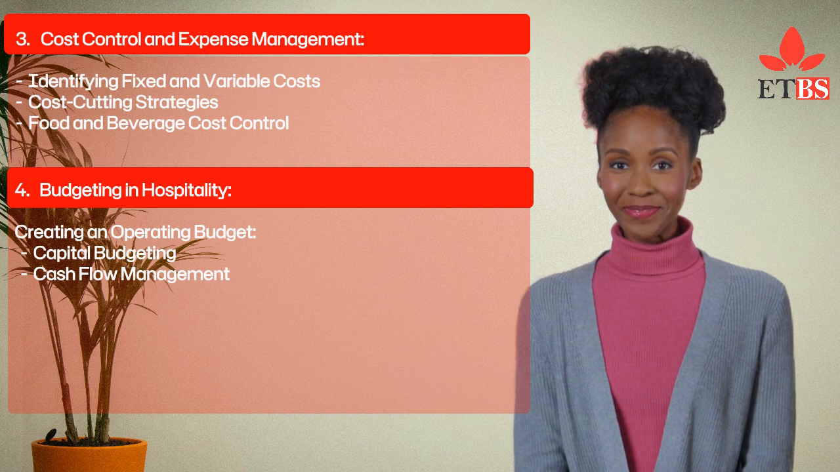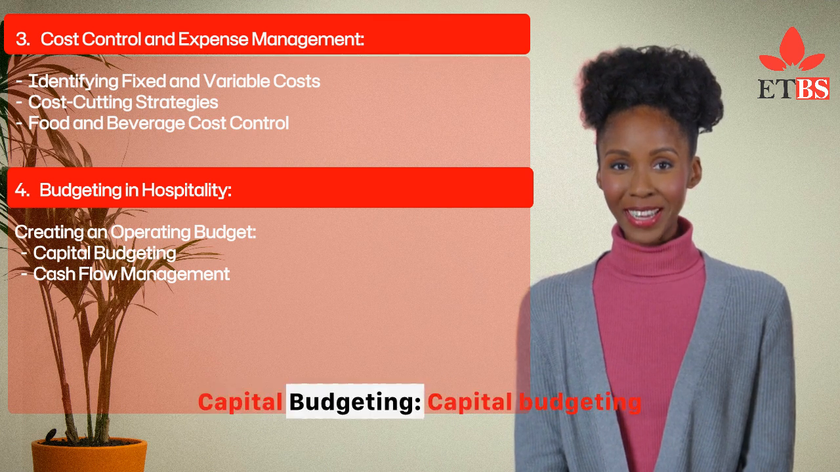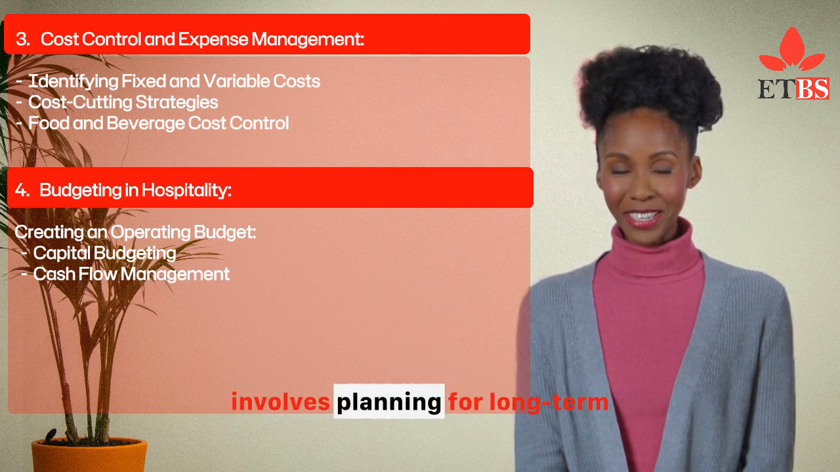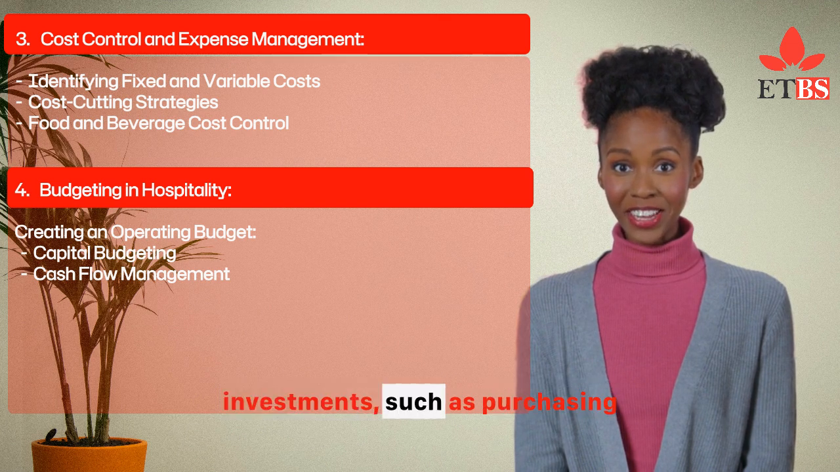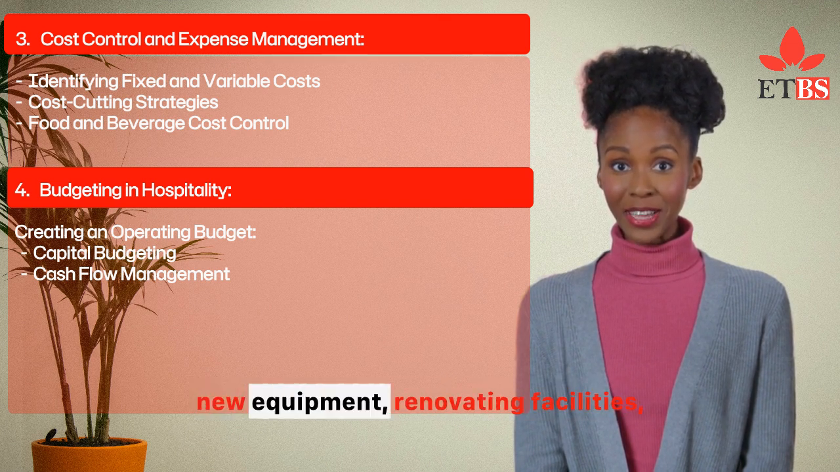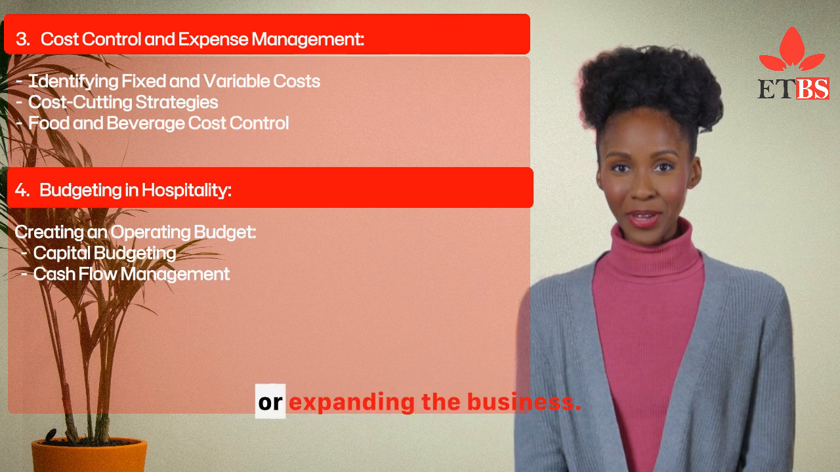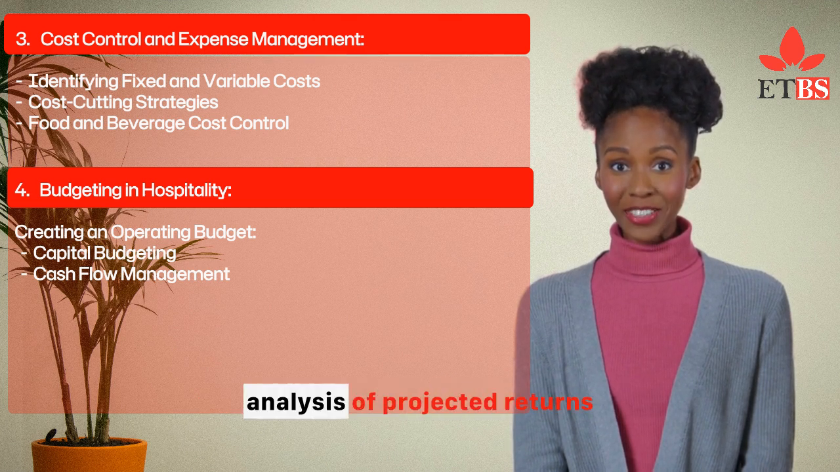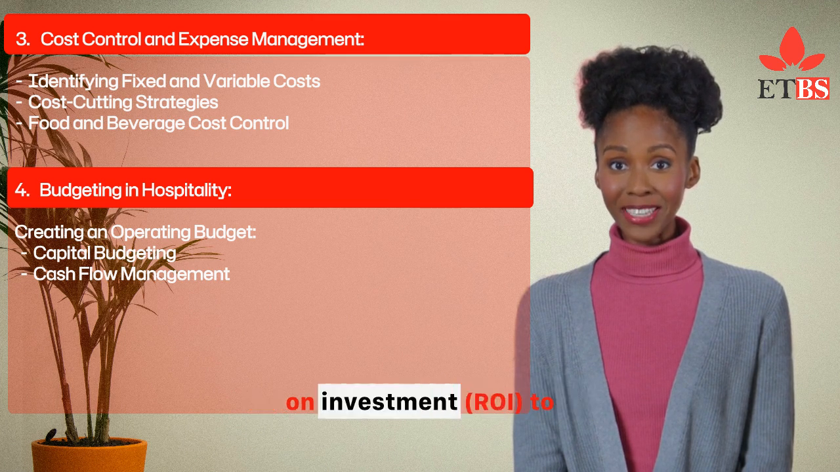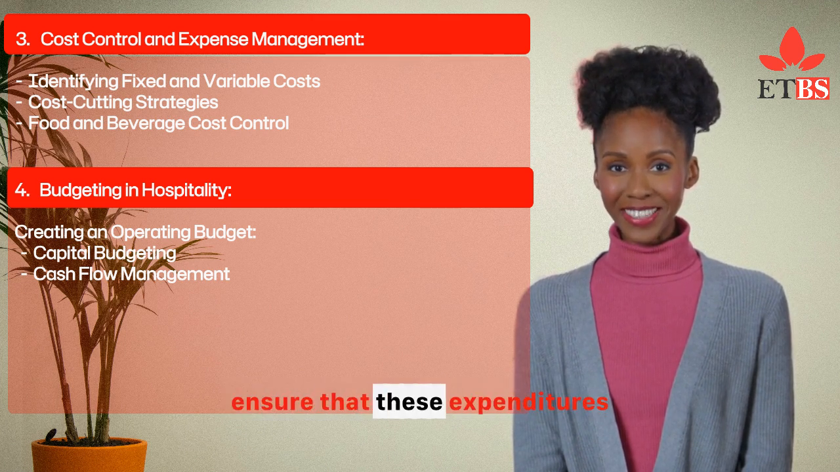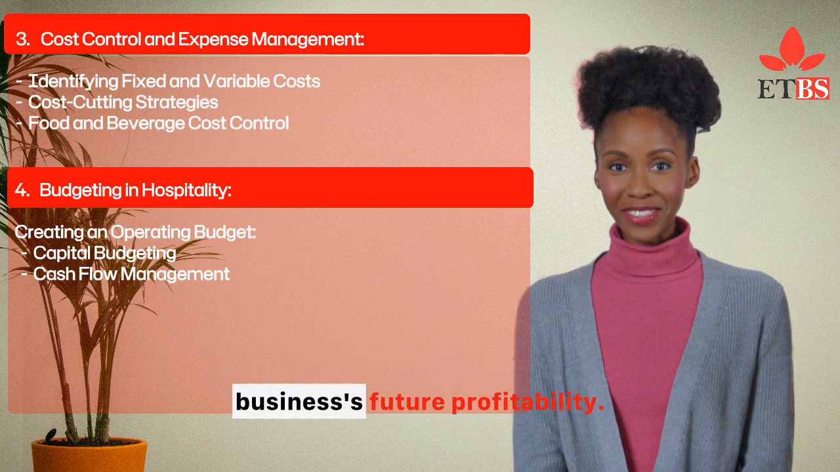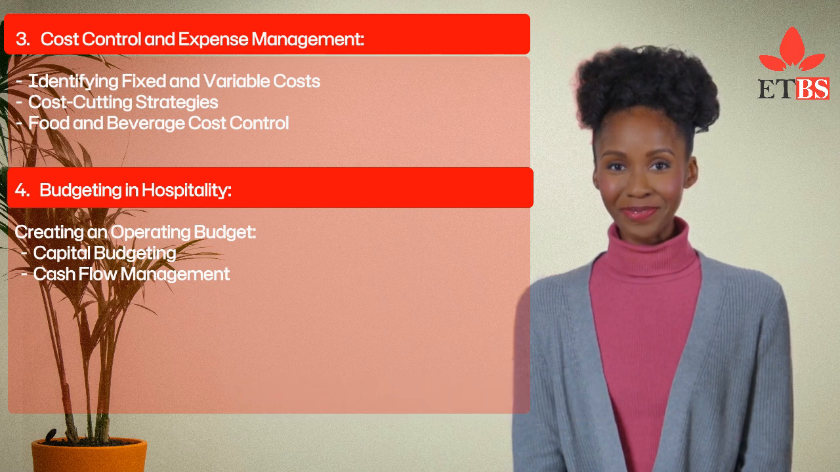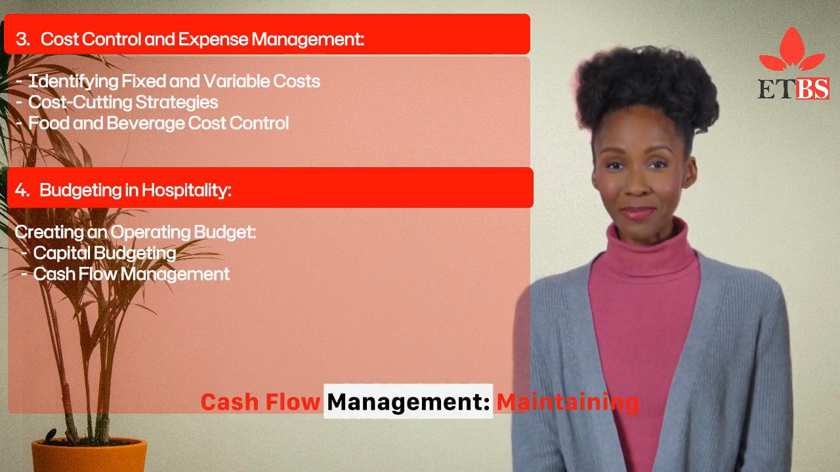Capital budgeting. Capital budgeting involves planning for long-term investments, such as purchasing new equipment, renovating facilities, or expanding the business. It requires a careful analysis of projected returns on investment, ROI, to ensure that these expenditures will contribute to the business's future profitability.